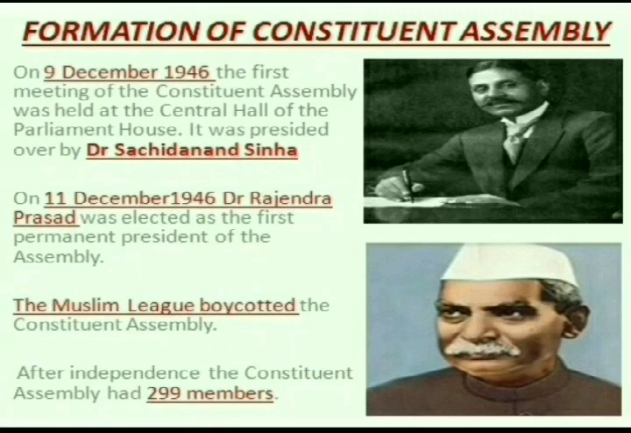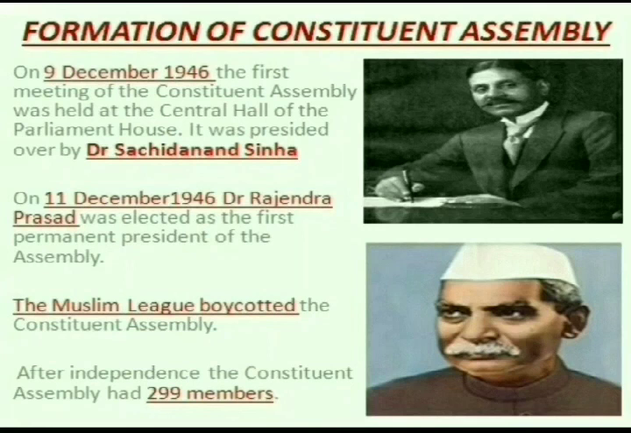On 11th December 1946, Dr. Rajendra Prasad was elected as the first permanent president of the Constituent Assembly, whom you can see in the second picture. The Muslim League boycotted the Constituent Assembly and demanded a separate state of Pakistan.